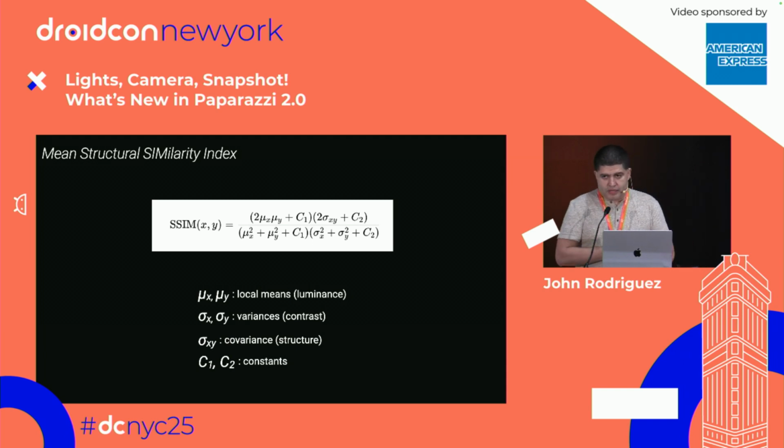One algorithm that we've been looking to for image diffing is called mean structural similarity index. If you've heard of it before, that's great. Not surprisingly, it's what Android's screenshot plugin is using.